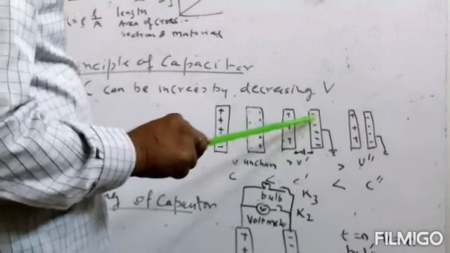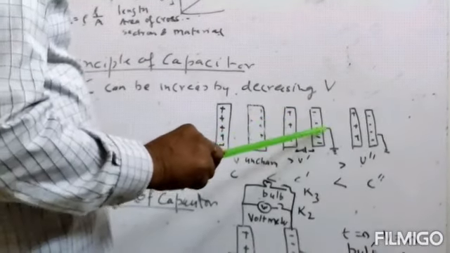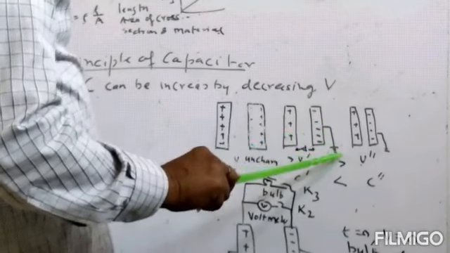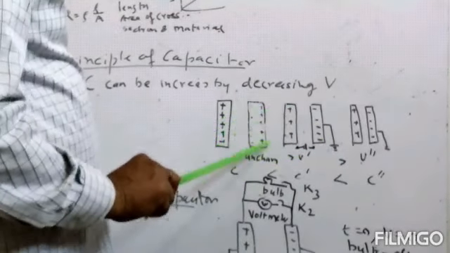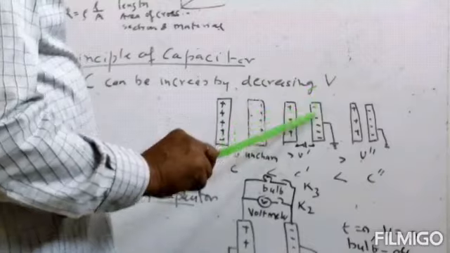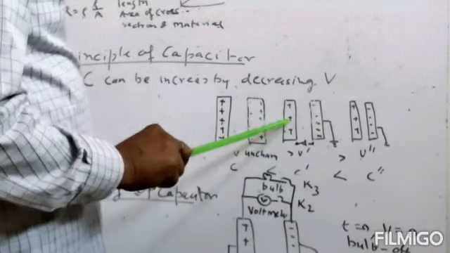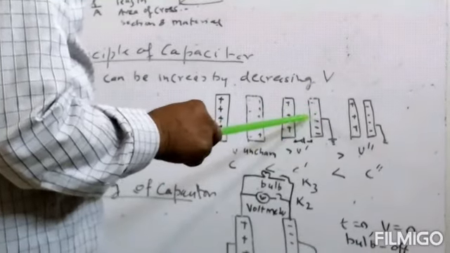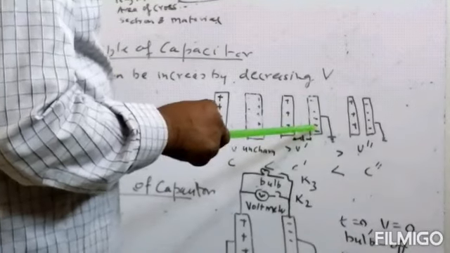Now if we connect the outer face of the second plate to earth, then this positive charge will go to the earth, and there will be only negative charge on this plate. So due to this negative charge, the potential will decrease.